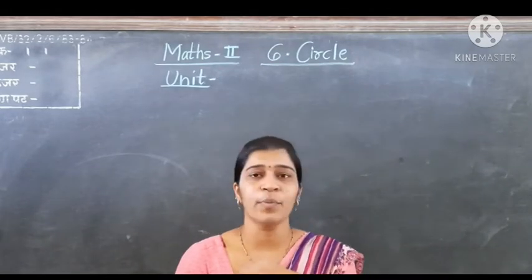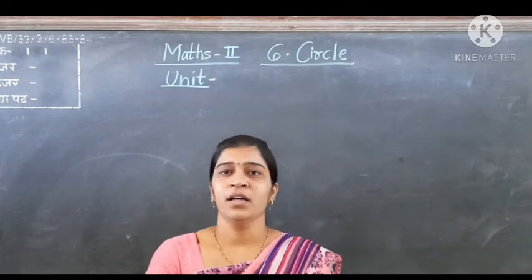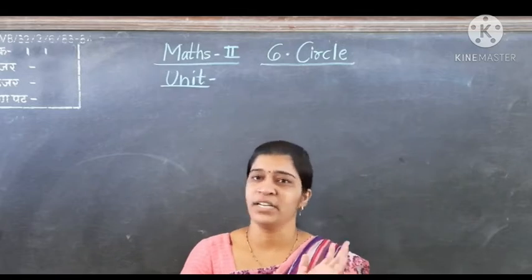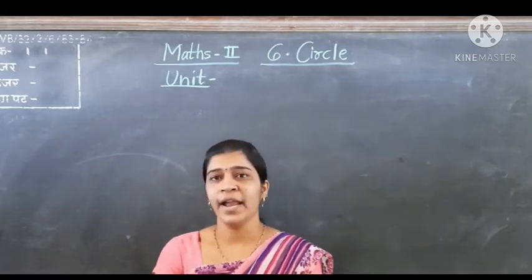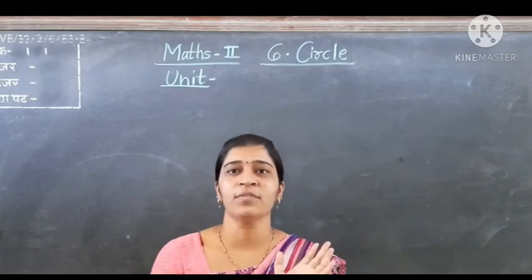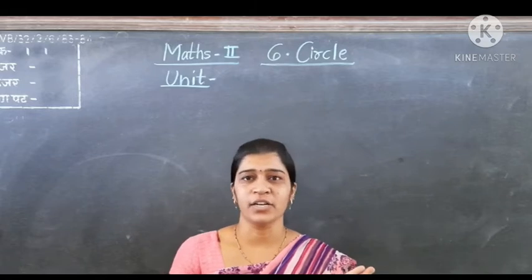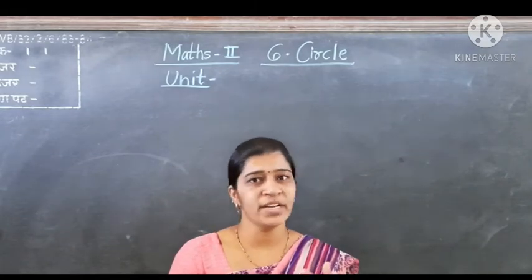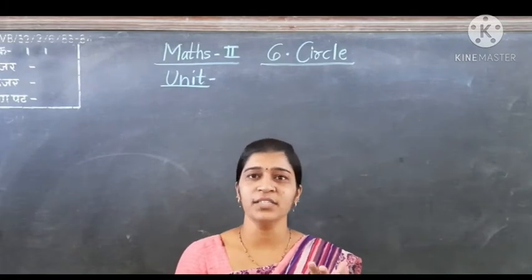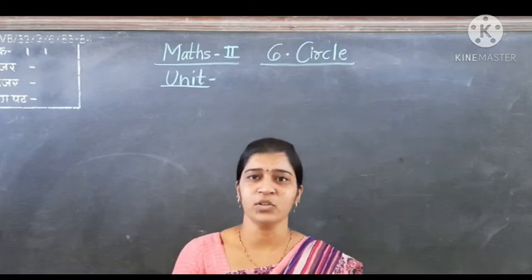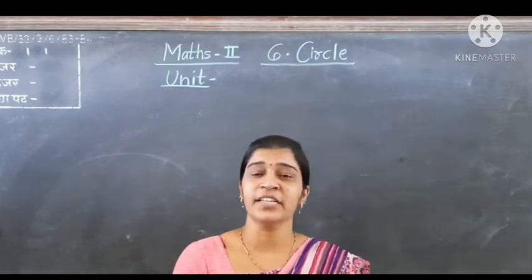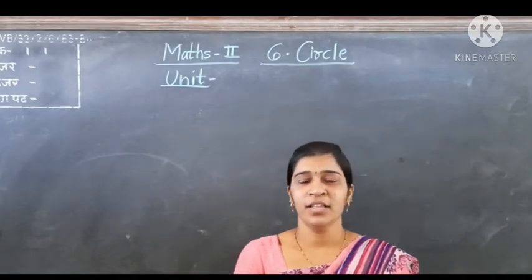We had seen the second property. What is the second property? Congruent chords of a circle are at equal distance from the center of the circle. And the converse of that statement is, if the chords are equidistant from the center of the circle, then these two chords are said to be congruent chords. We had seen the proof of these two statements, and also examples on these two proofs and their converse.